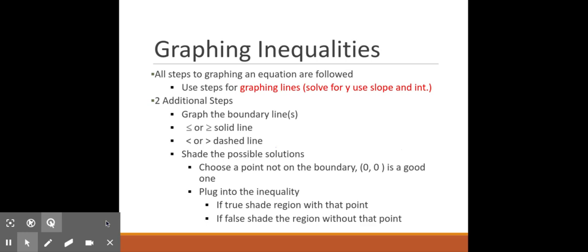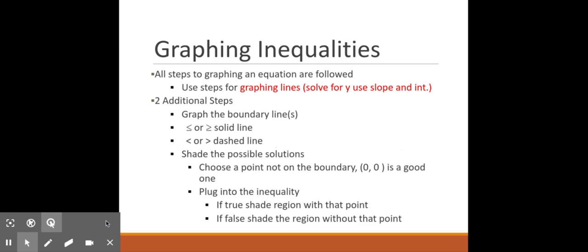All right, we do have two additional steps. First one, we have to decide whether our line is a solid line or a dotted line. So if we have a less than or equal to or a greater than or equal to symbol in our inequality, it's going to be a solid line, because all of those points on the line, when you plug them in, are going to make our inequality true. So they're going to be part of the solution. Just like we had a closed dot when we had less than or equal to or greater than or equal to when we just had one variable. When we have two, it's going to be a solid line instead of a closed dot.